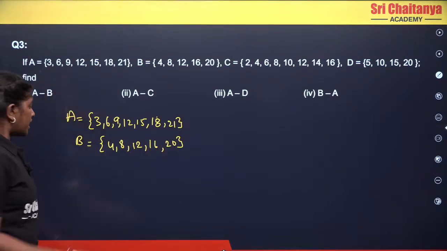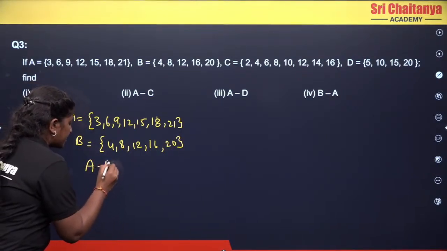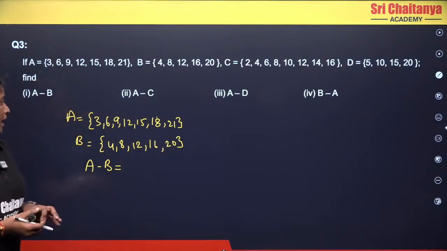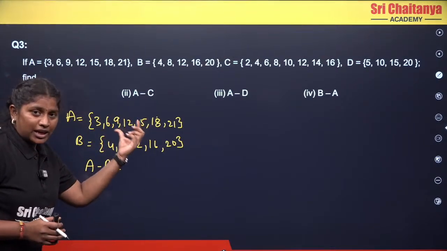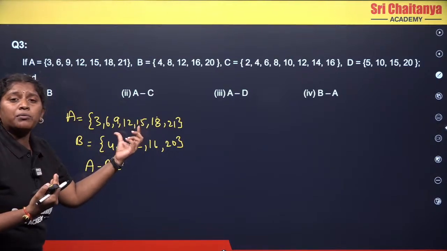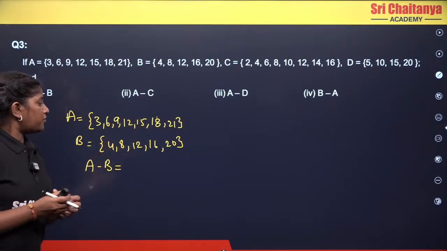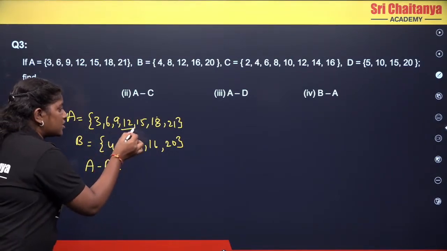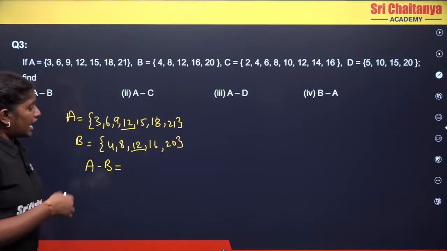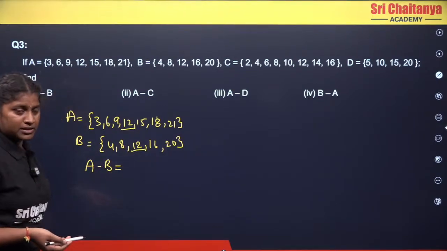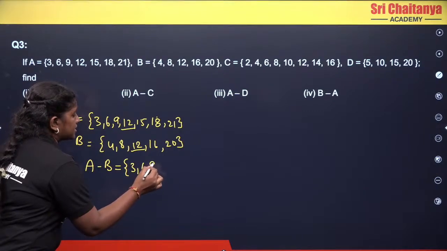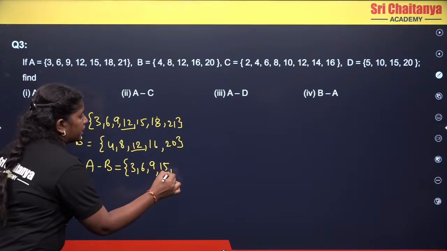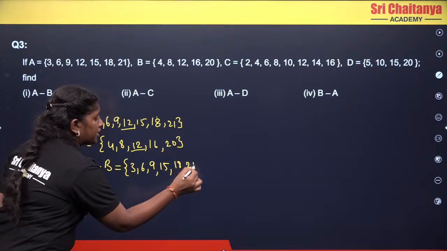Now they are asking us to find A minus B. So A minus B means what we have to write? We have to write the elements of A which are not common between A and B. If you observe here clearly, 12 is the common element, and we are not having any other common elements. So our A minus B value will become 3, 6, 9, 15, 18 and 21.